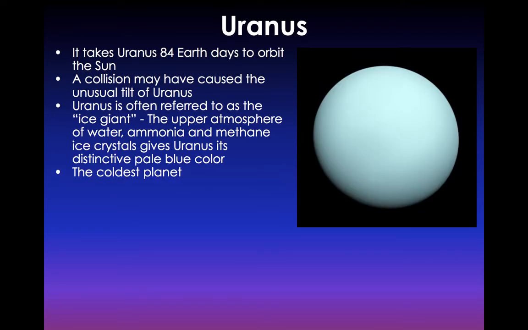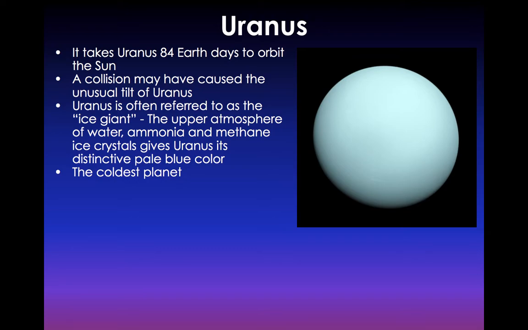All right, Uranus. It takes Uranus 84 Earth days to orbit the sun. It's a lot of days to just orbit the sun once. And that's because it's so far away. So the further away your planets are, the longer they take to orbit the sun. A collision may have caused the unusual tilt of Uranus. So this particular tilt is way more than any of the other planets, and I think it's because something collided into it. It is referred to as the ice giant.